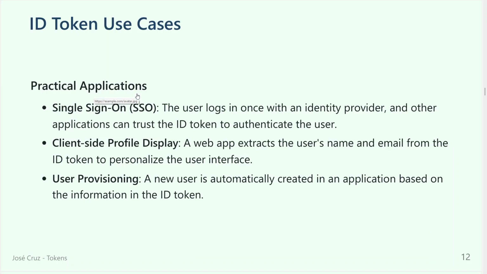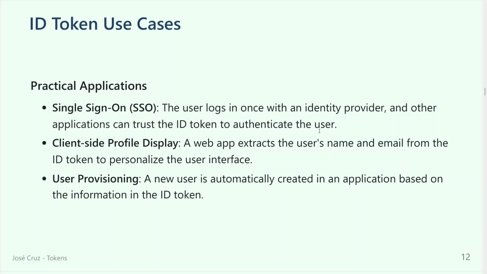So use cases for ID token: single sign-on, the user logs in once with an identity provider, let's say like Google, and other applications can trust the ID token to authenticate the user. So you can send this token to other applications in your architecture, and they can ask the authorization center, is this valid or not? They can ask for the public key and make sure that the signature matches this token.